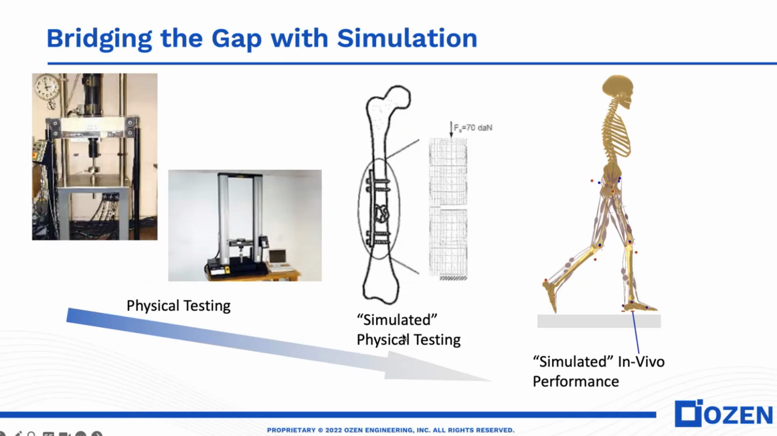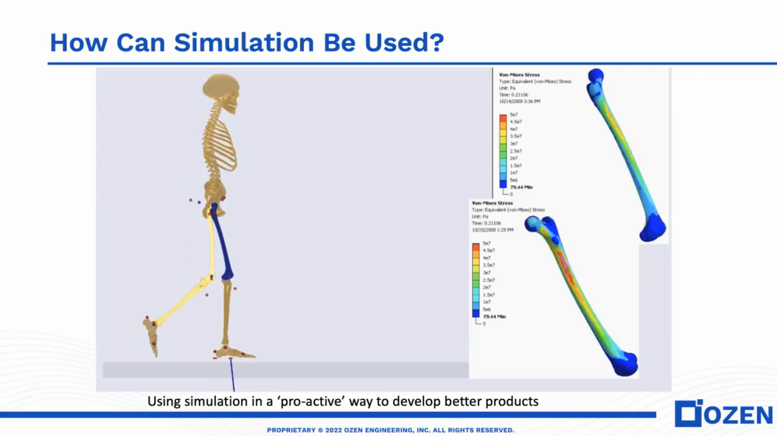For that, we will have to run the different activities of daily living and create that library. And so we are really bridging the gap with simulation. With simulation, we will still have to do some testing to verify that the finite element model is giving the right results, but the whole procedure will be accelerated.